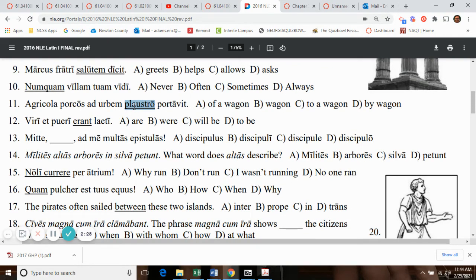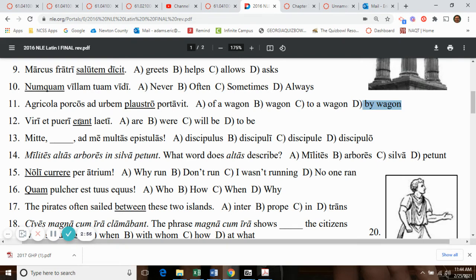Plaustro. Plaustro is a wagon, but we know it's not going to be of a wagon. Longer is not going to be genitive, and we need to obviously make it either to a wagon or by a wagon. It is either dative or ablative, and so you figure out by looking to see, do you have a ditransitive verb? Well, portavit means carried. That's not ditransitive. It's not give, show, speak, or tell. So the farmer, agricola, carried the pigs, the porcos, to the city, ad urbem, in a wagon or by a wagon. And so here it is, by wagon.